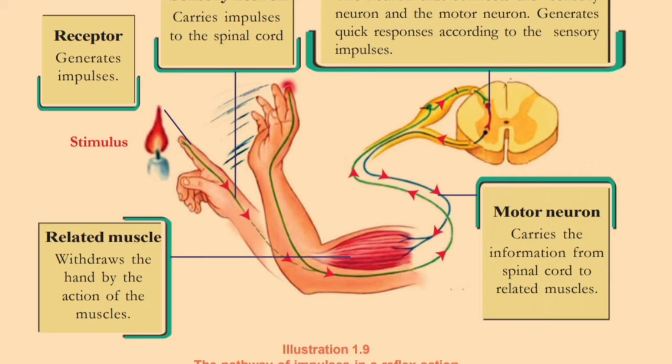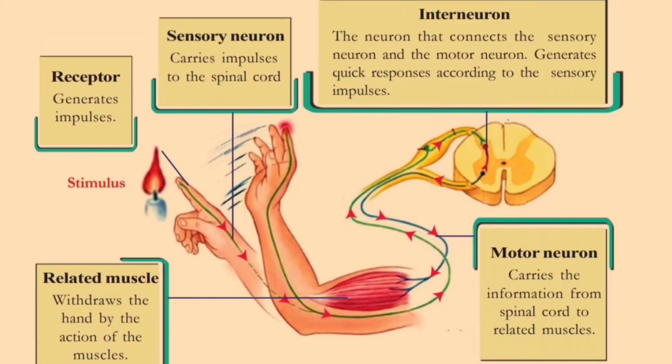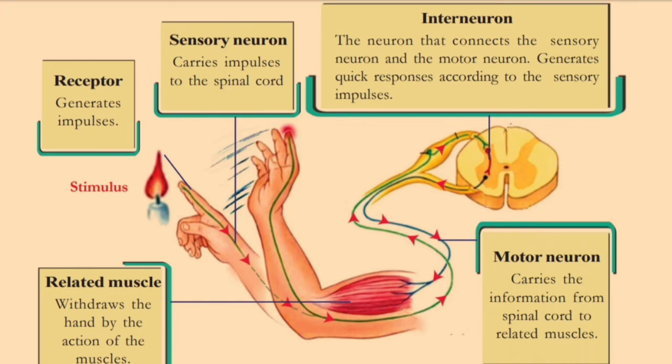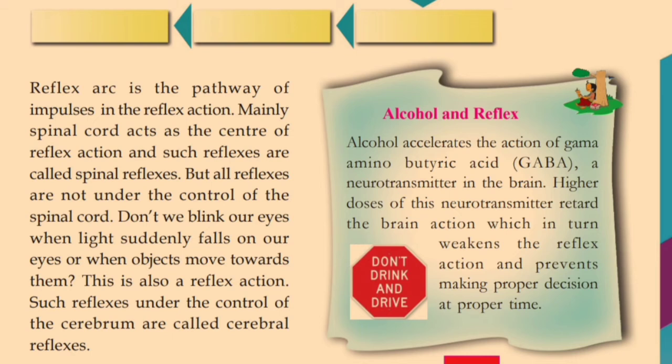These are all about the pathway of impulses in a reflex action, that is known as reflex arc. The reflex arc is the pathway of impulses in the reflex action. Mainly the spinal cord acts as the center of reflex action, and such reflexes are called spinal reflexes. The reflex actions are mainly two types, spinal reflexes and cerebral reflexes.